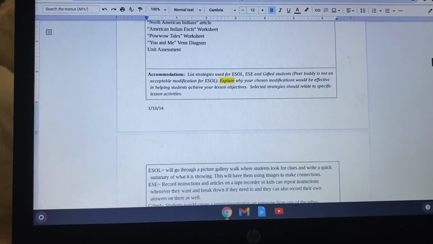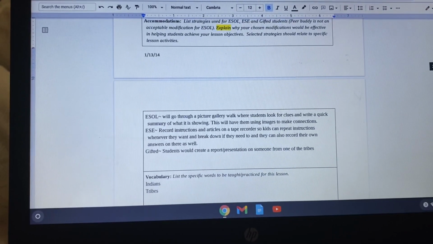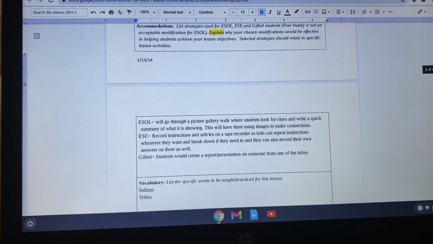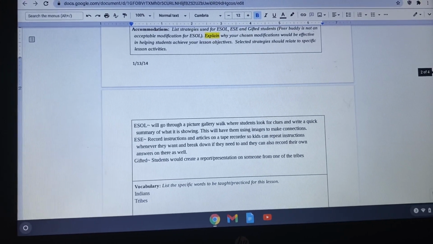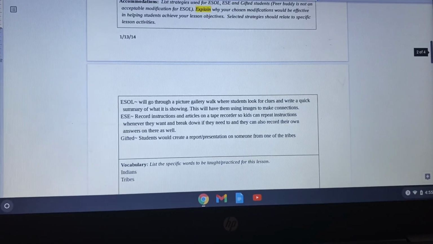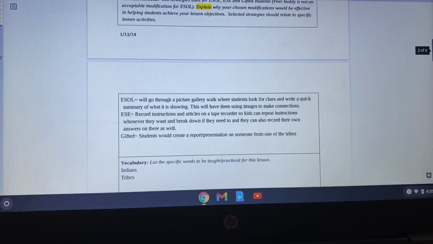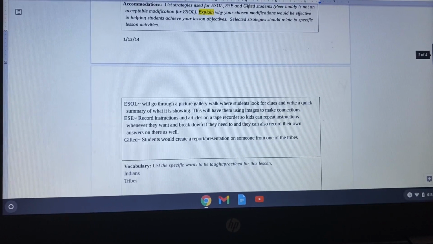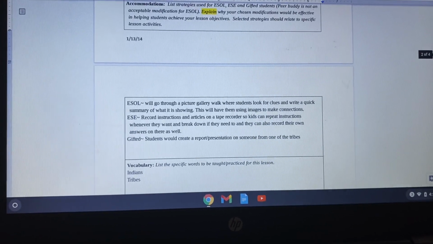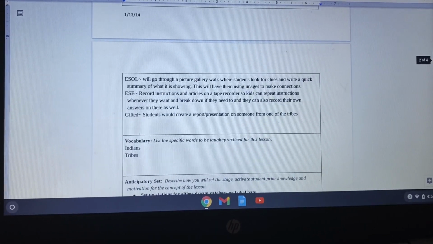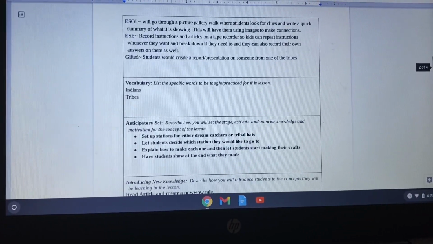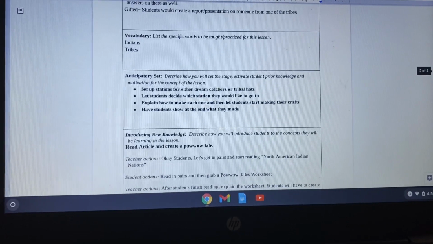For my accommodations for ESOL, I said we'll go through a picture gallery walk where students look for clues and write a quick summary of what it is showing. This will have them using images to make connections. For ESE, I said record instructions and articles on a tape recorder so kids can repeat instructions whenever they want and break down if they need to, and they can also record their own answers as well. For gifted students, I said they can create a report presentation on someone from one of the tribes. And then vocabulary is Indians and tribes.